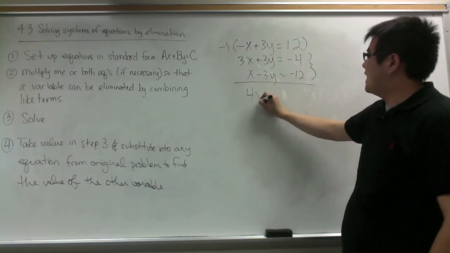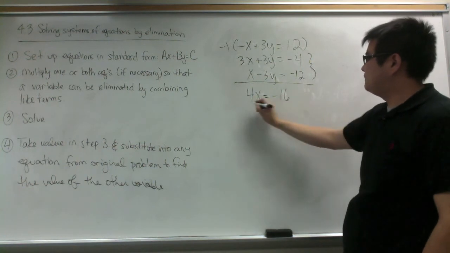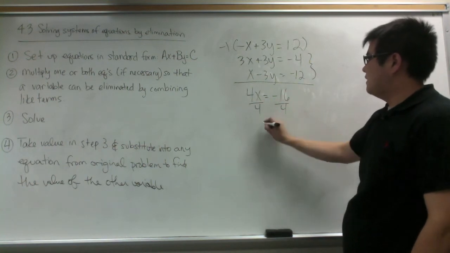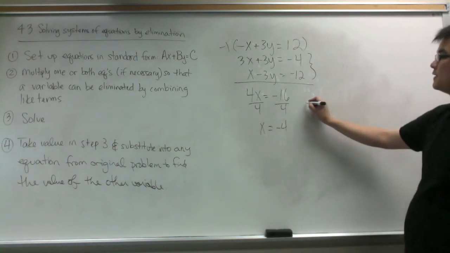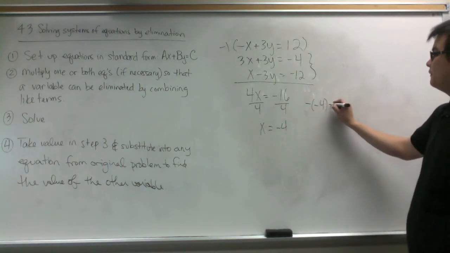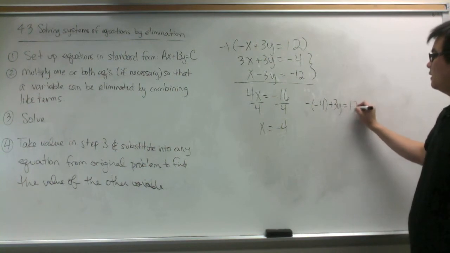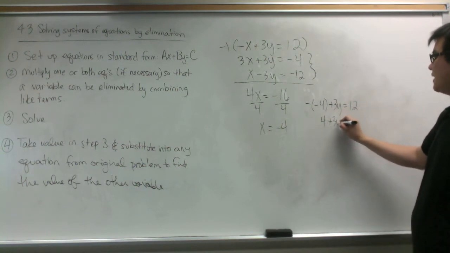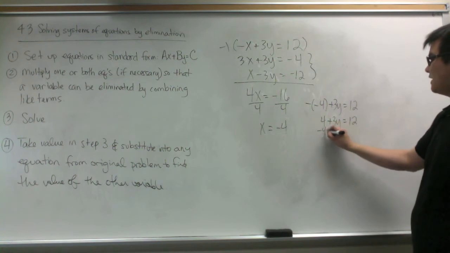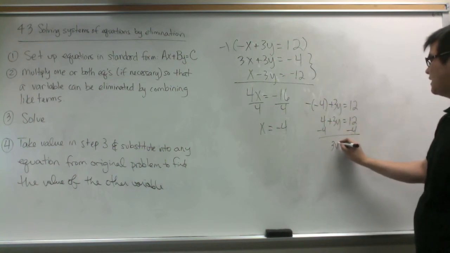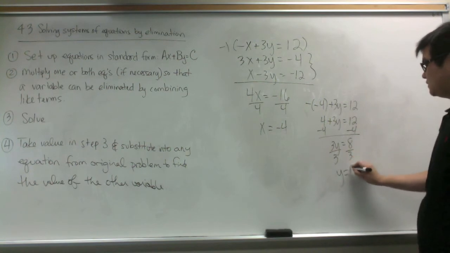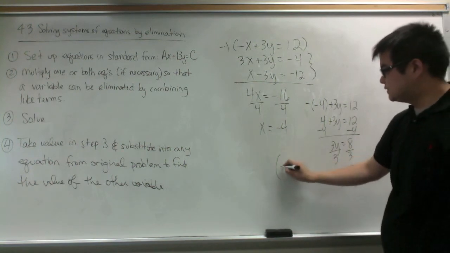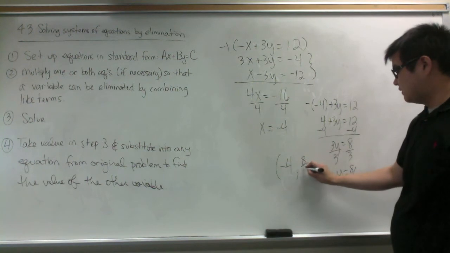This will be 4x is equal to negative 16. Divide both sides by 4. X is equal to negative 4. I'm going to take my top equation and substitute that in. Negative 4 plus 3y is equal to 12. Subtract 4 on both sides. 3y is equal to 8. Divide both sides by 3. Y is equal to 8/3. So the solution is negative 4, 8/3.